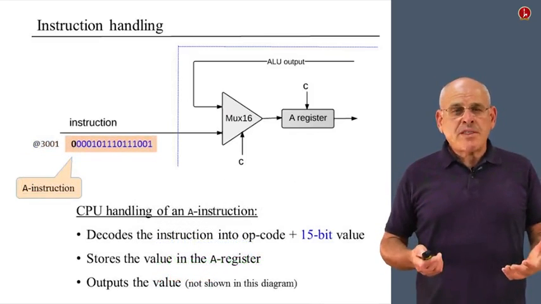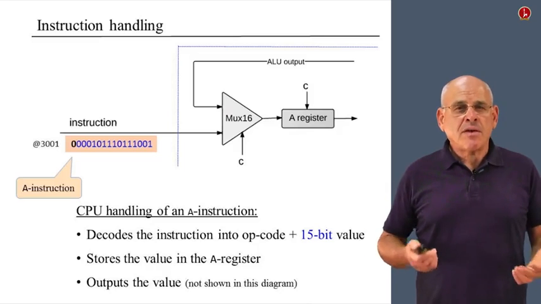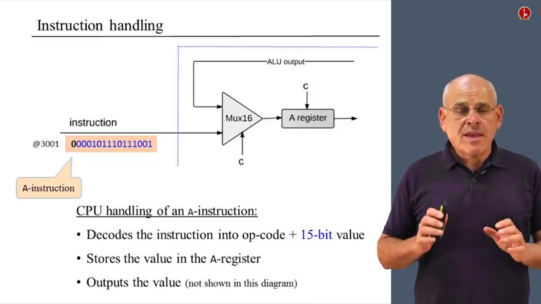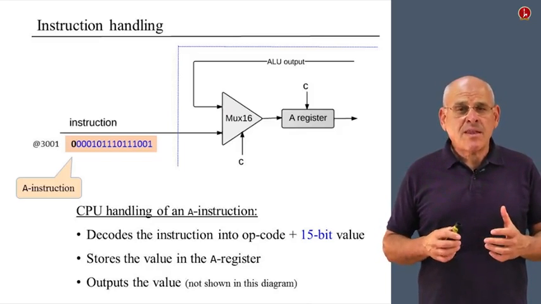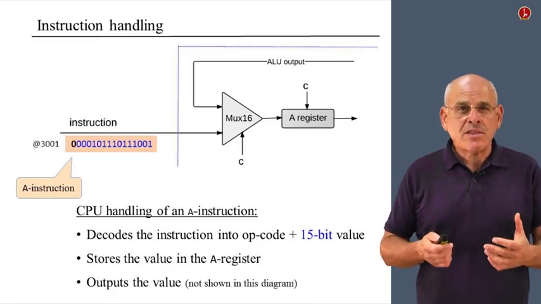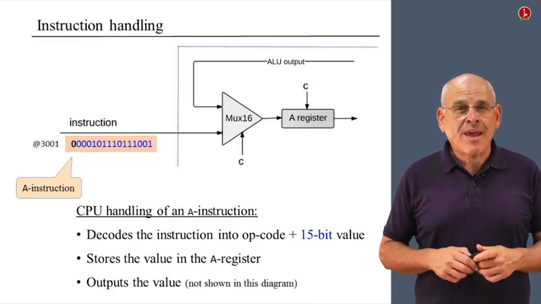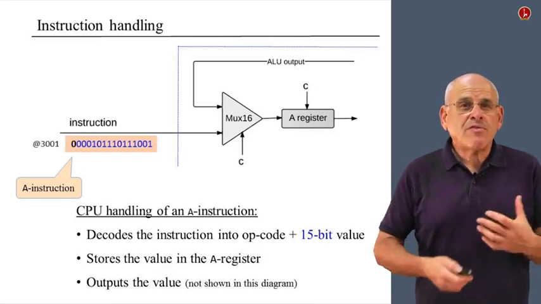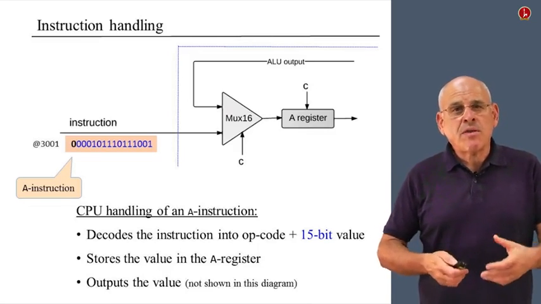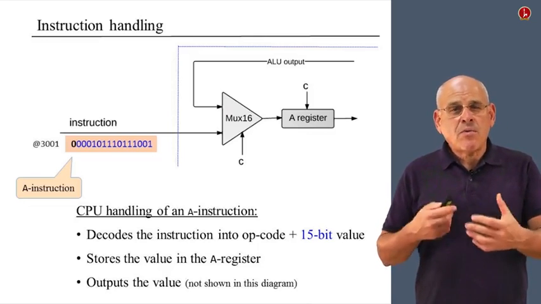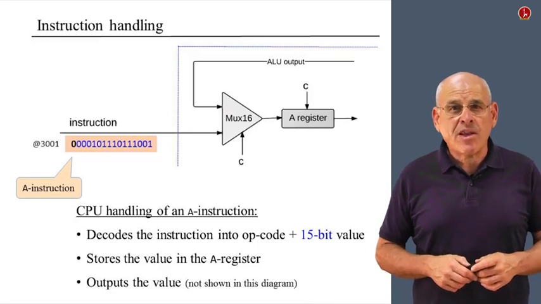architecture. What we discussed so far was how the CPU handles the A instruction, but if you look at the gate diagram, you see that the same A register can also be fed not necessarily from the instruction input, but rather from the ALU output. So we have to decide. In some cases, we want the A register to be fed from the instruction, and in other cases, we want it to be fed from the ALU output.